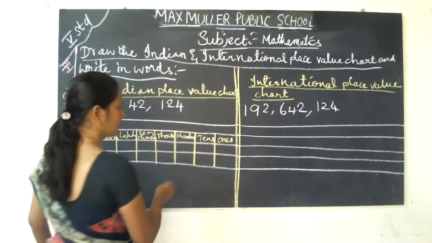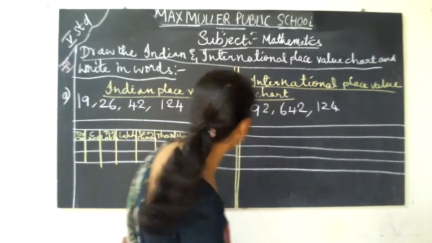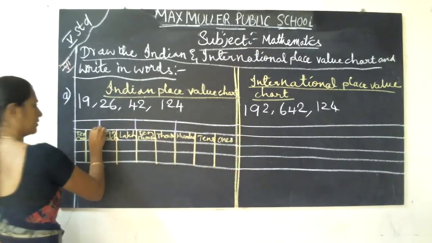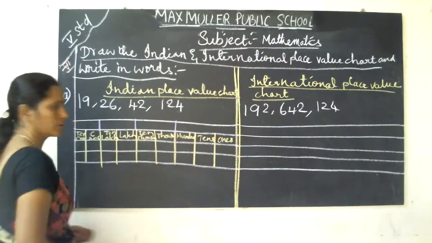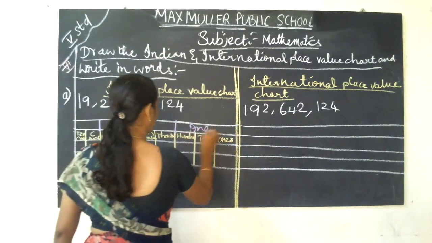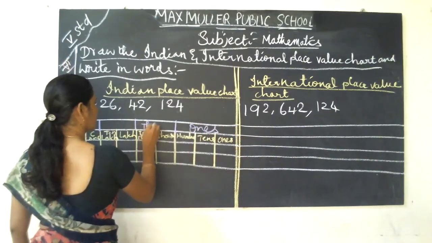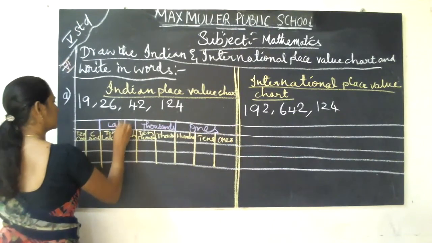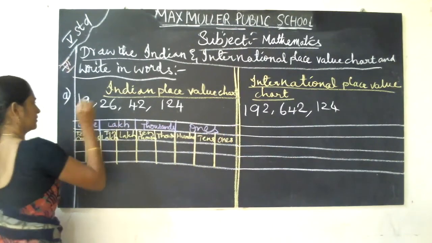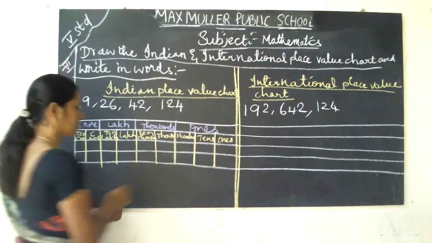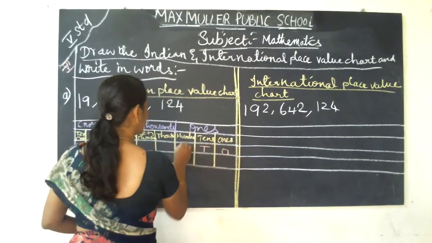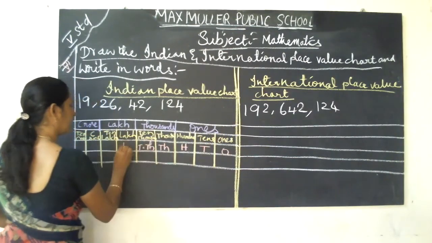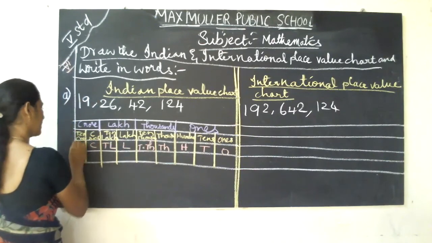Okay. So ones, tens, hundreds will be one group. 1,000, 10,000 one group. Here, 1, 2, 3, 4 groups. Okay, that is ones group, thousands, lakh, crore. Okay, ones, tens, hundreds, thousands, ten thousands, lakhs, ten lakhs, crores, ten crores.